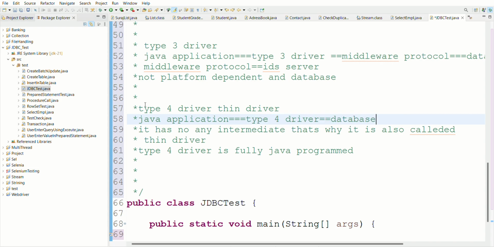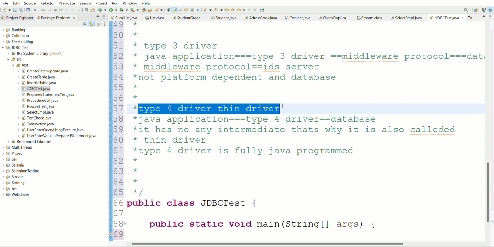But we use the type 4 driver when we need only one type of database in my whole project. Let's say I have a project to make something, and in my whole project I am using only one type of database. Either I am using only Oracle in my project or only MySQL in my project, then it is recommended to use the type 4 driver.